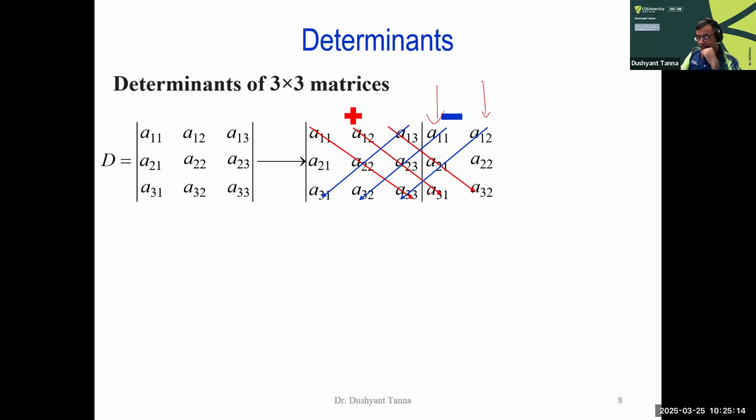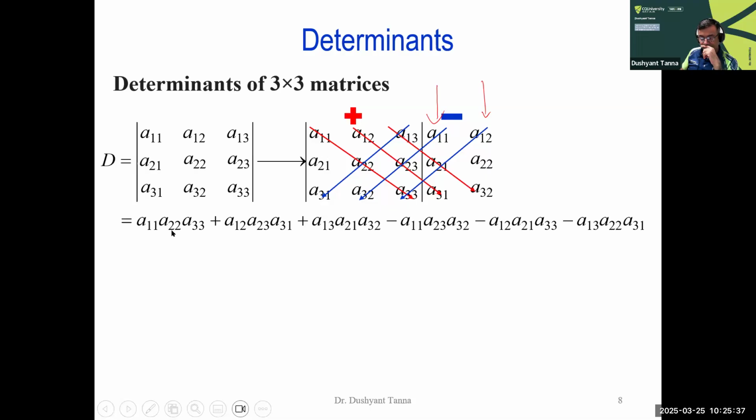Okay, so you got this red arrow second, red arrow third. And then you go for all the secondary diagonal elements. So that's all the blue arrow. Red are plus, blue is minus. Okay, so what we do, A11, A22, A33, they are multiplied.